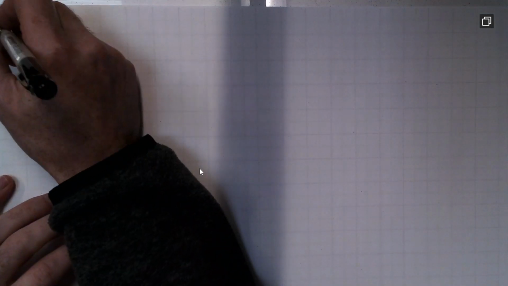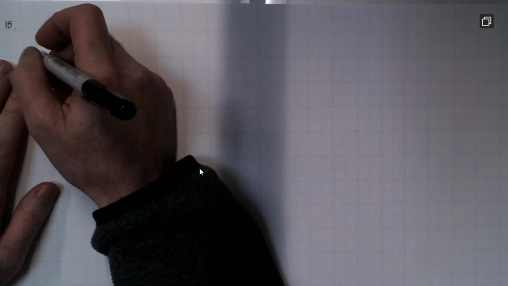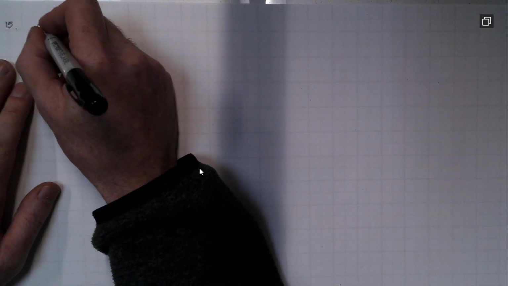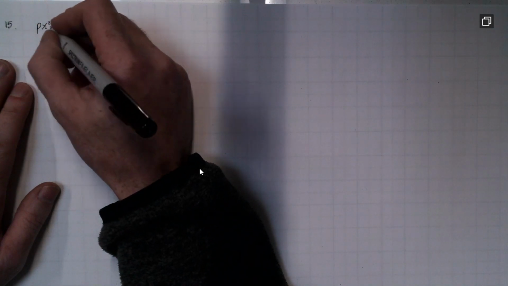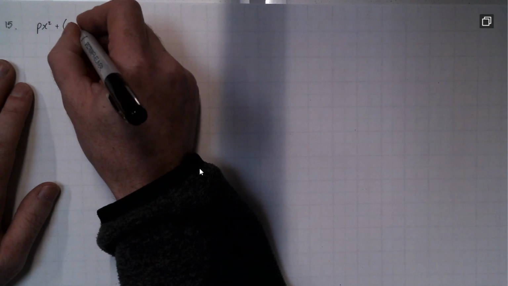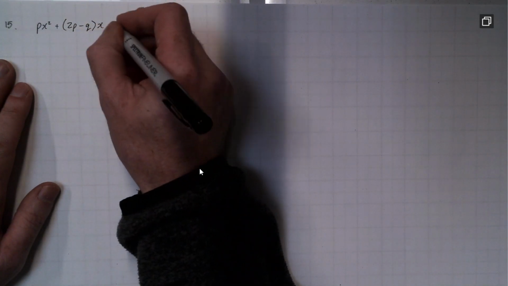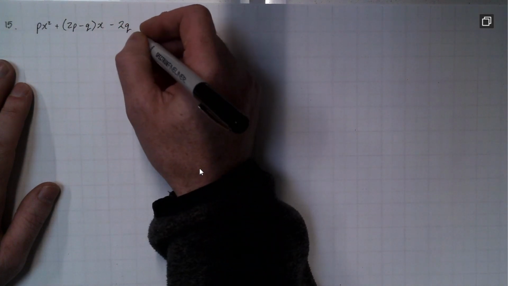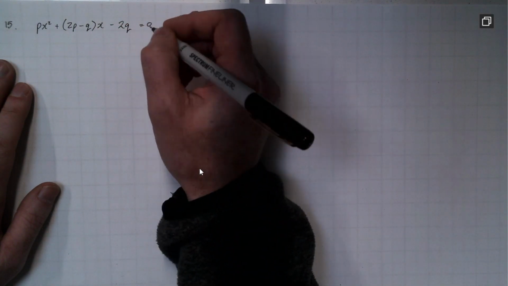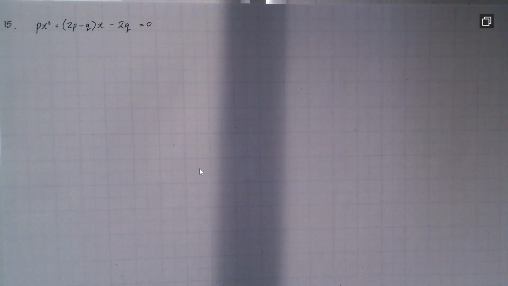Right, so let's take this question. We have px squared plus (2p minus q)x minus 2pq equals 0. Show that the roots of the equation are real for all p and q as members of R.